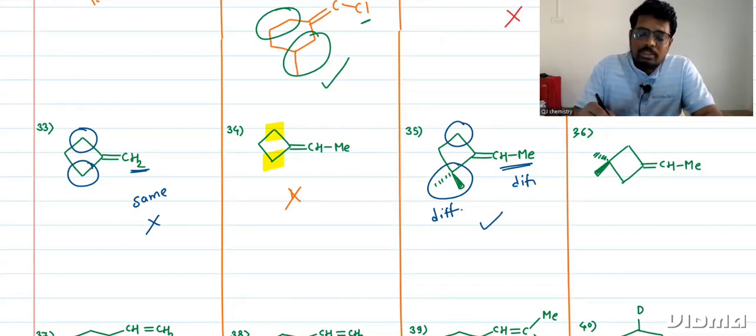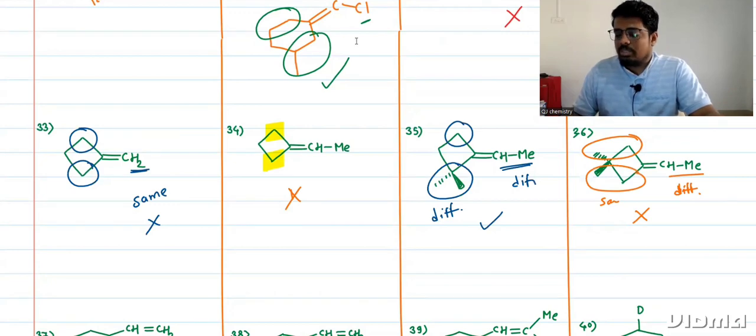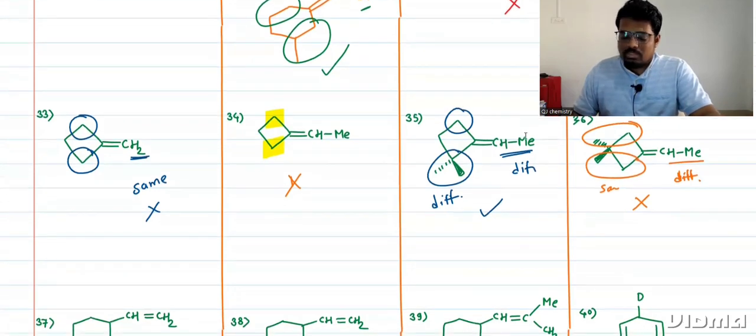Then 36th में CH methyl groups are different, one hydrogen methyl. But if we take another side of the carbon-carbon double bond, same groups are there, same groups. So no geometrical isomer around the carbon-carbon double bond, right? Yes.